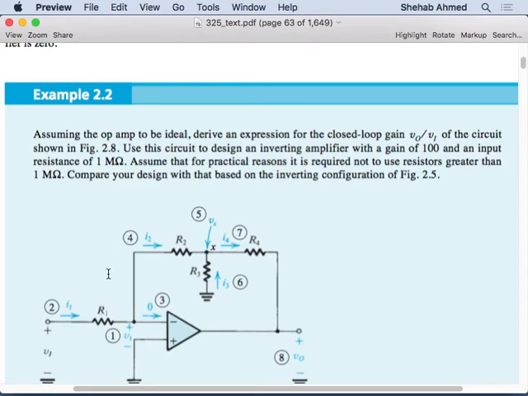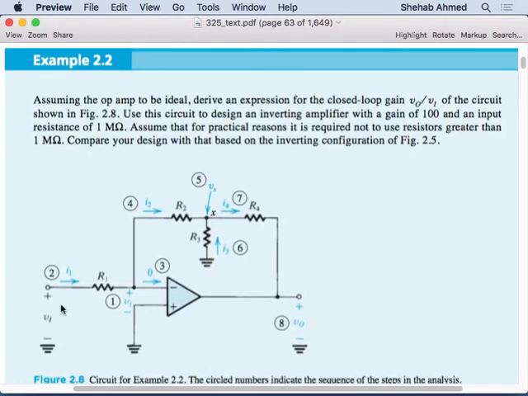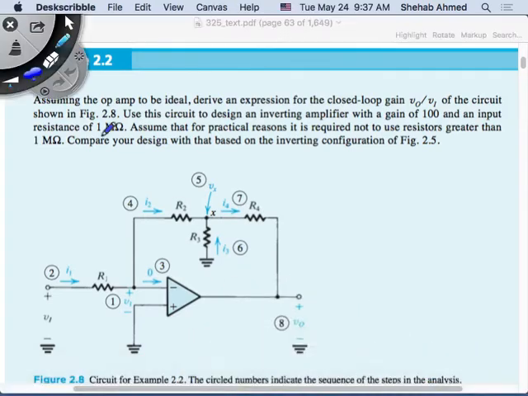Right? So obviously the input resistance is 1 mega ohm. And I know that the input resistance is equal to VI over I1, which is R1 in this case. So I know that R1 I will have to keep as 1 mega ohm. Since R1 here is the input resistance, then R1 will have to be 1 mega ohm, because I want the input resistance to be 1 mega ohm.